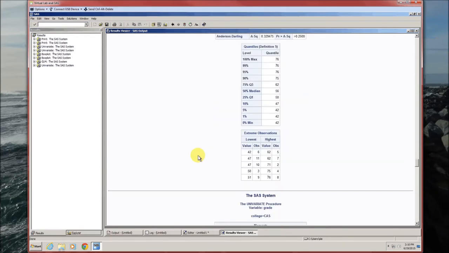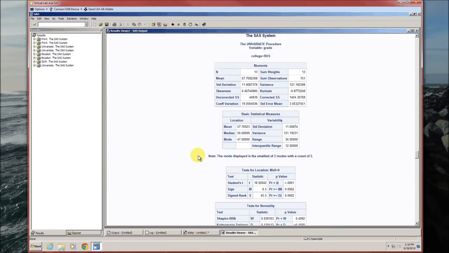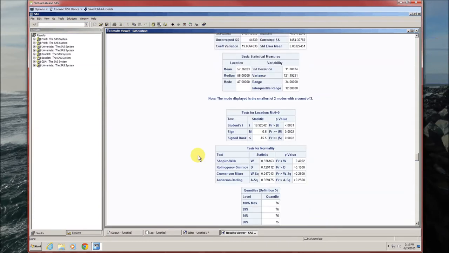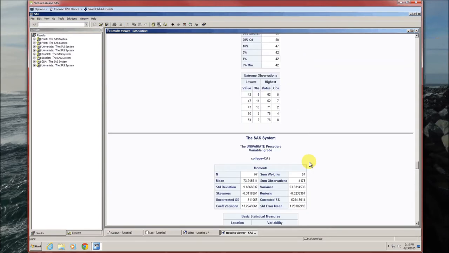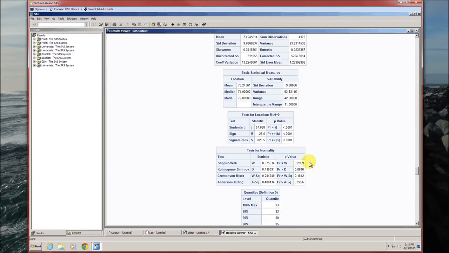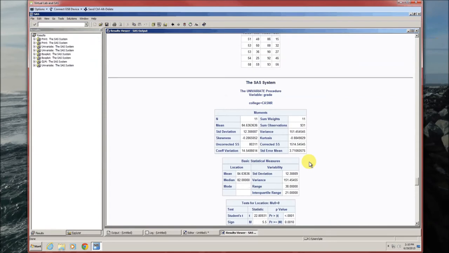Also note that there's 5 tests being performed here, 1 for each of the colleges, therefore you should multiply the p-values for the Shapiro-Wilk test by 5. Here's the p-value for the Shapiro-Wilk test for College of Business. We don't have evidence that it's non-normal. The next one is for College of Arts and Sciences. There's a p-value 0.3, multiply that by 5. That's also greater than alpha, therefore no evidence of non-normality for the College of Arts and Sciences.